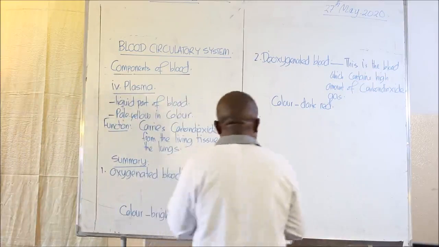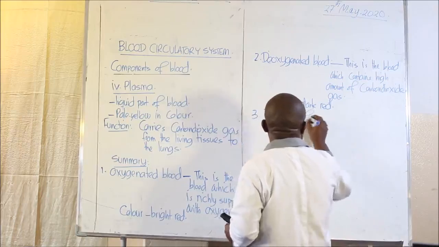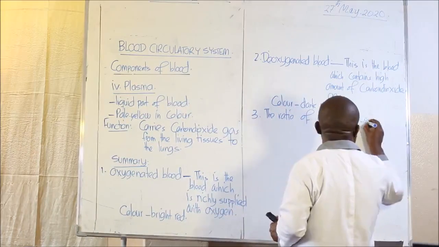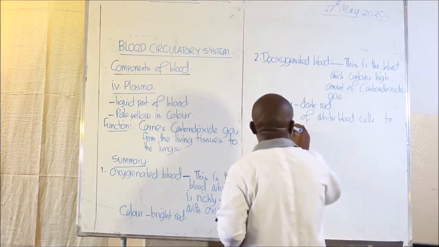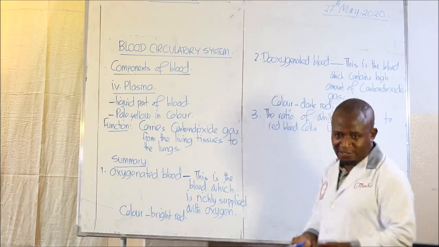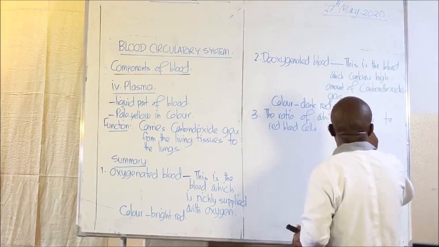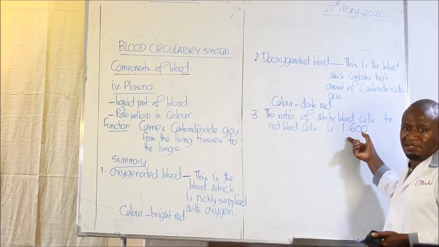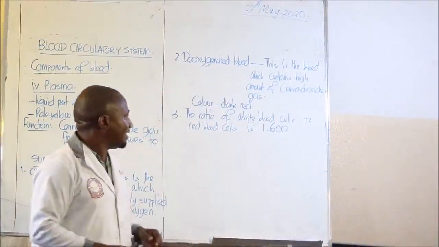Now, the ratio, very, very important, the ratio of white blood cells to red blood cells, in terms of numbers, we say the ratio is 1:600. This point, dear learners, is very, very important. And such a question is common in exams.